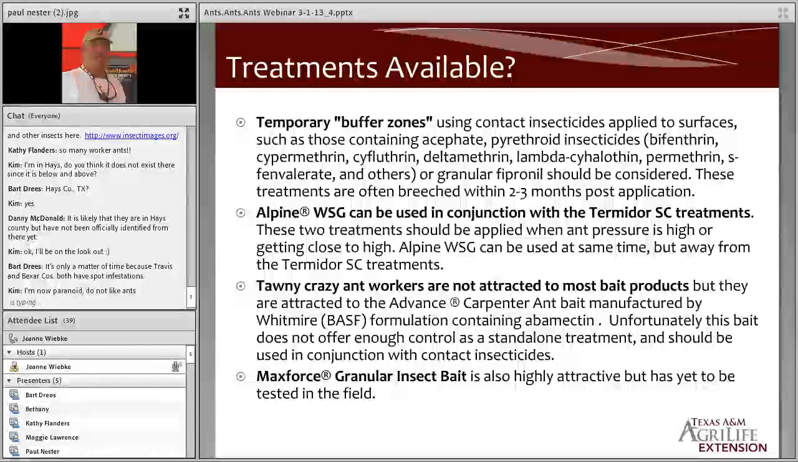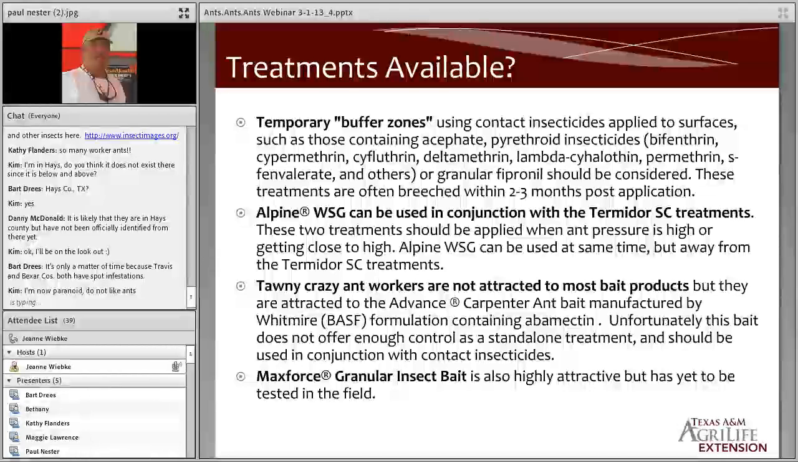Granular fipronil can also be considered, but again, this is outside our treatment zone of the Termidor SC, which I will mention in a second. Alpine WSG is a new product that BASF has, a very, very green product. Indications are that it can be used and has good residual control, and it may be considered to be used in combination with your Termidor SC treatments.